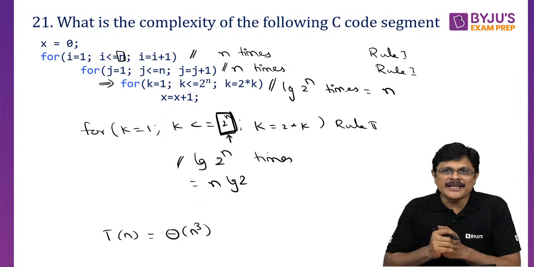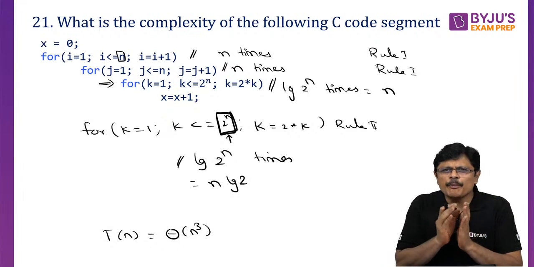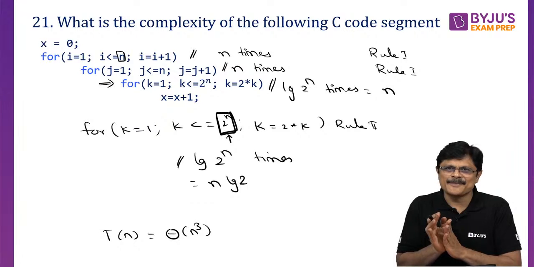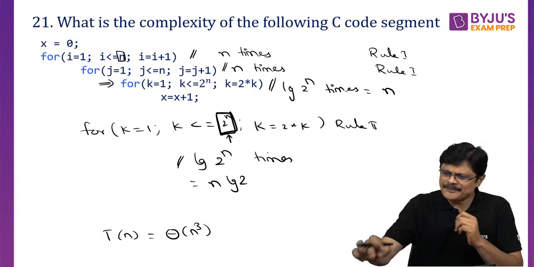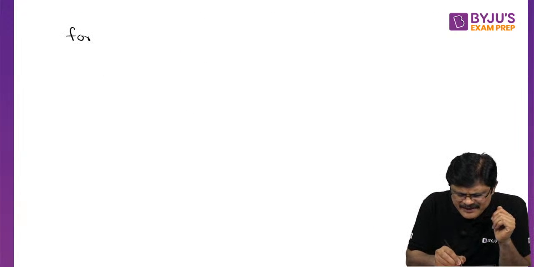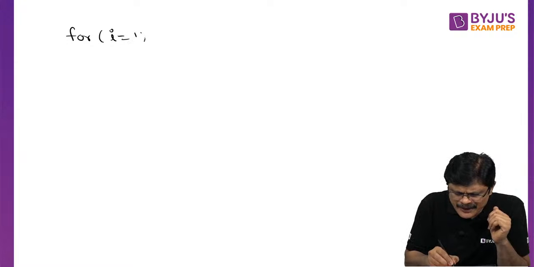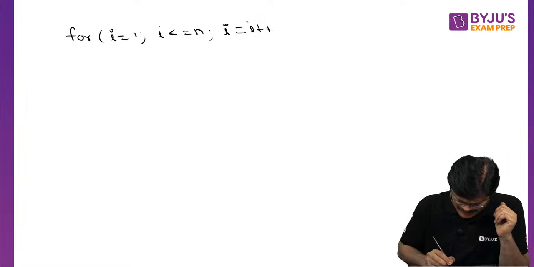Is the problem clear? See, my dear friends, once you understand a rule, you just need to apply things properly. Then you can solve any problem very easily. For example, our first rule says, for i equal to 1, i less than or equal to n, i equal to i plus 1, if you are having.